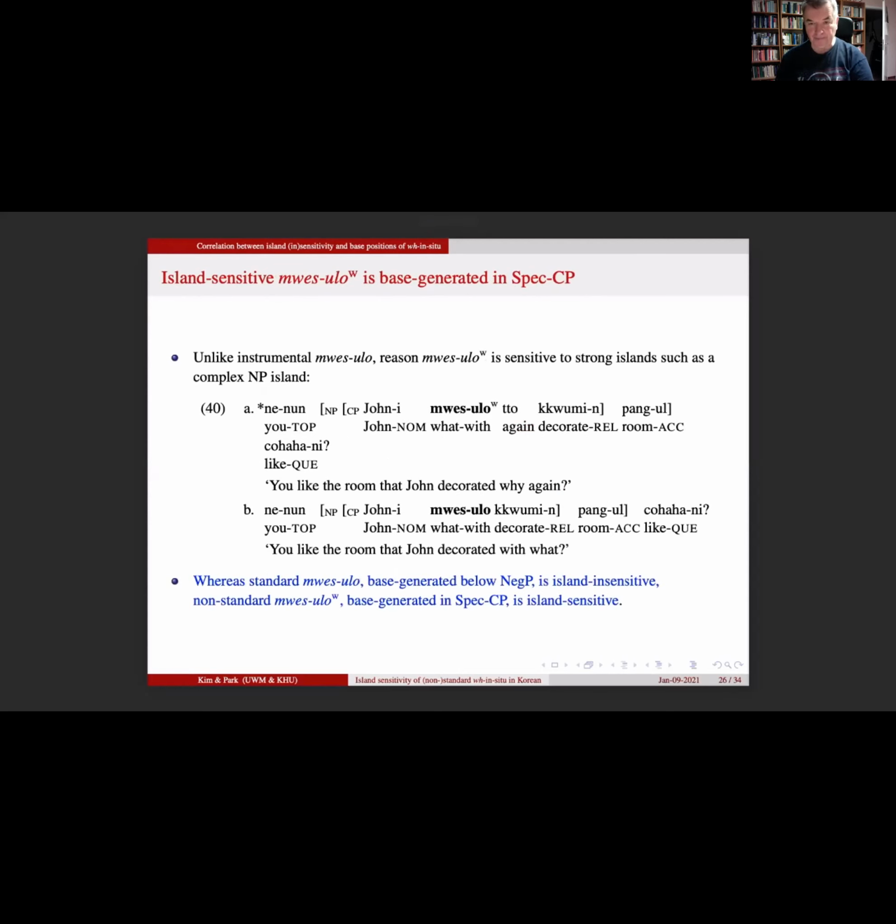As for island effects, unlike standard instrumental 멋으로, non-standard 멋으로 is island sensitive, as in 40. 40a, 너는 자네 멋으로 또 꾸민 방을 좋아하니? Here, the non-standard 멋으로 cannot appear in the complex NP island, but its standard counterpart can appear in the island, as in 40b. Based on the observations so far, we can say that standard 멋으로, base generated below negation phrase, is island insensitive, whereas non-standard 멋으로, base generated in SpecCP, is island sensitive.